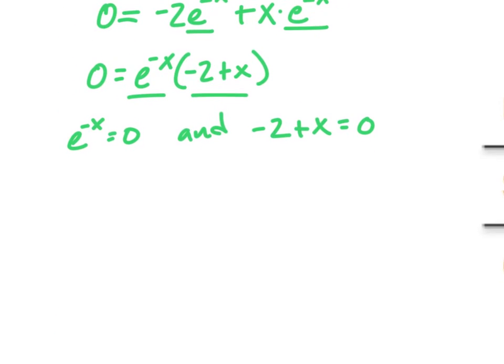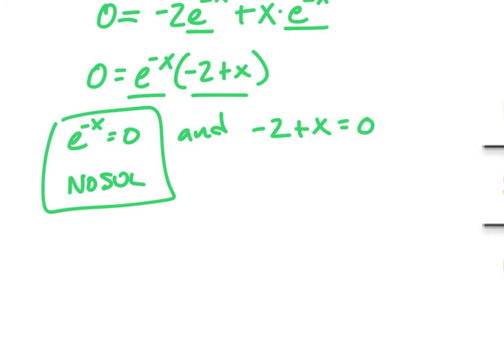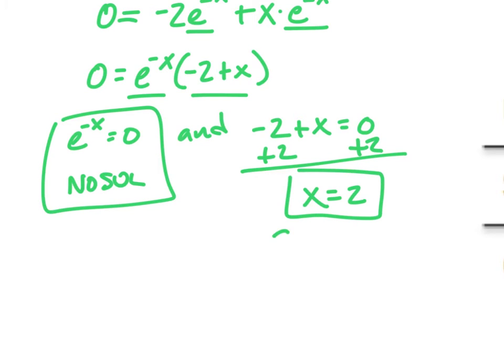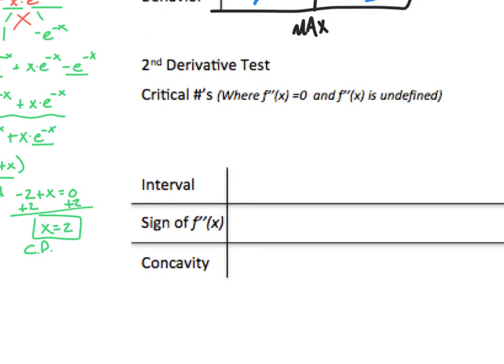Okay, and so from here, I know I have no solution here because it's an exponential function. Okay, and then I'm going to go ahead and add 2 to both sides, and so I get that x is equal to 2. Now this is a critical point for my second derivative. Okay, so I'm going to come over here and lay out my critical numbers.